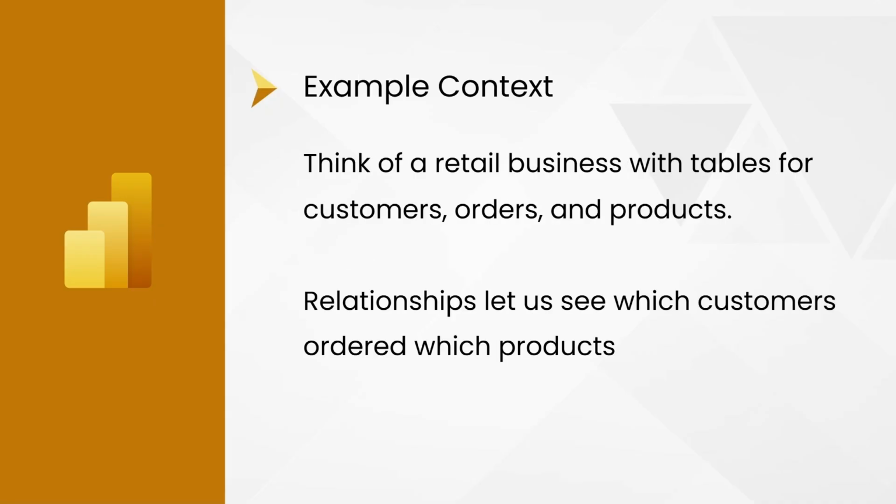Think of a retail business with three main tables: customers, orders, and products. The customer table holds customer information. The orders table contains details about each order, and the products table lists all the items sold by the store. By setting up relationships between these tables, we can analyze the data together, like finding out which customers ordered specific products or identifying the top selling products for different customer demographics.